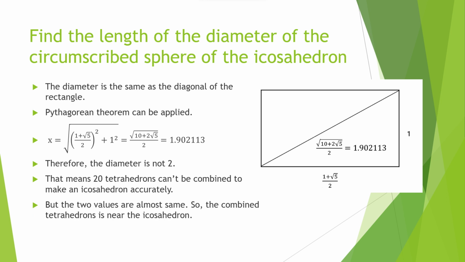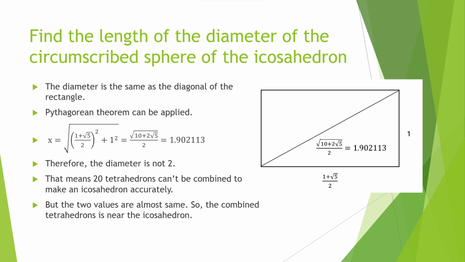X is the square root of ((1 + √5)/2) squared plus 1 squared, which equals the square root of (10 + 2√5)/2, which equals 1.902113. Therefore, the diameter is not 2.